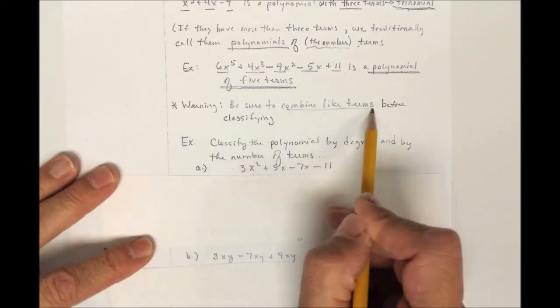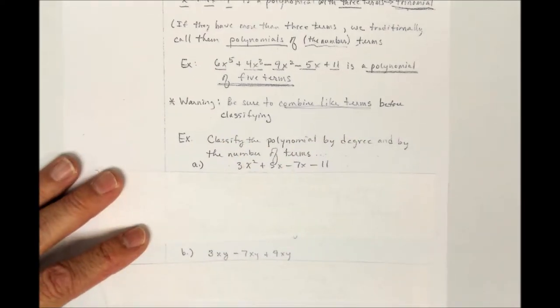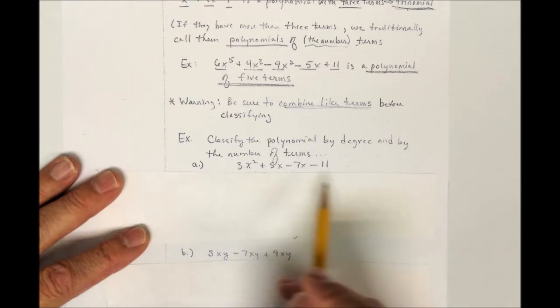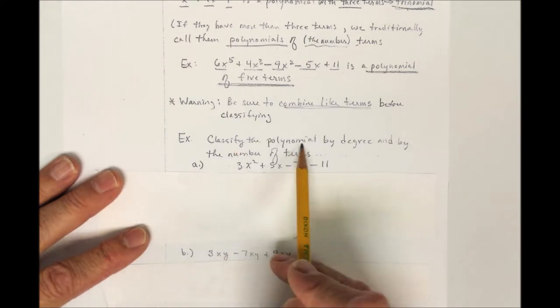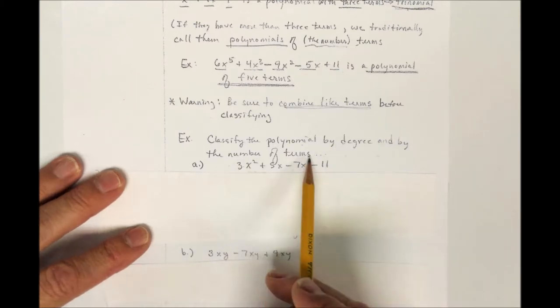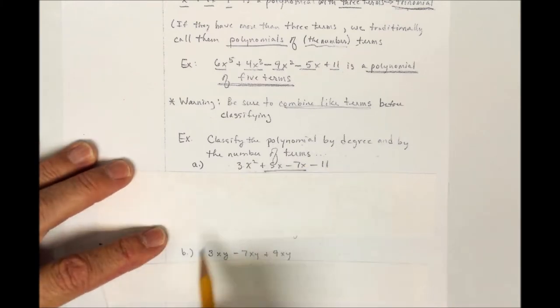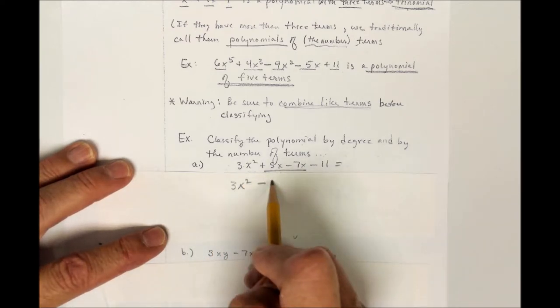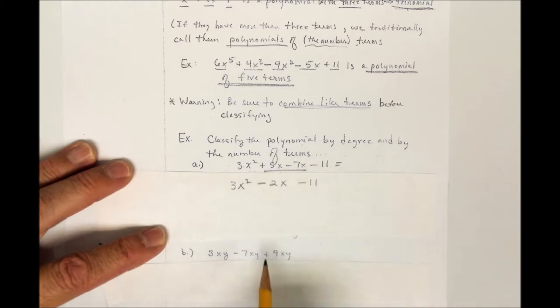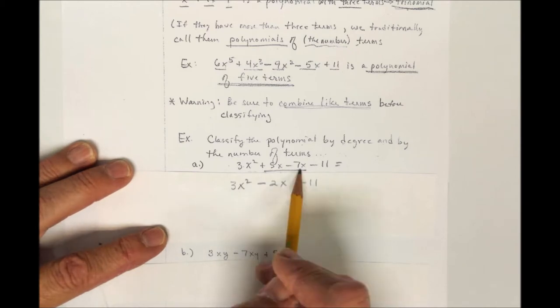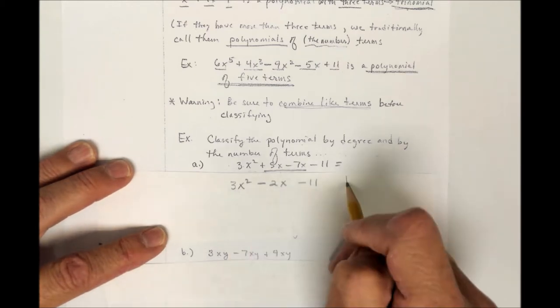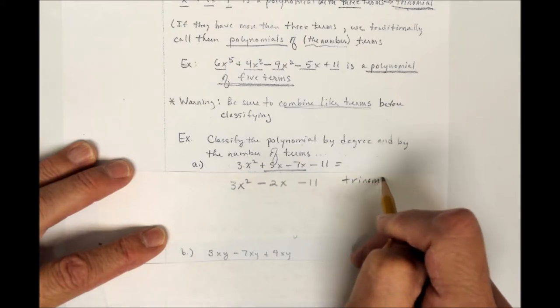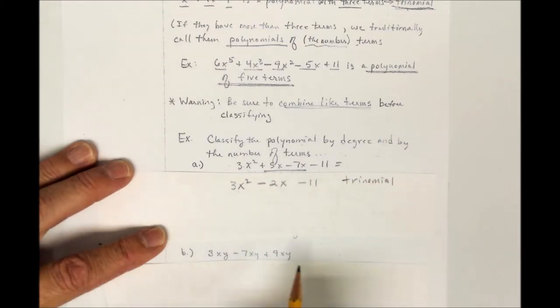Again, be sure, there's my little warning here, be sure that you combine like terms first, because if you have like terms, it might change how many terms you'll have when you count them up. It says classify the polynomial by degree and by the number of terms. Well, I have like terms right there. This is 3x squared. A plus 5x and a minus 7x is a minus 2x minus 11. None of these are like terms anymore because I combined the only two that I had. I have three terms. This is a trinomial. And not only is it a trinomial, this has got degree 2.